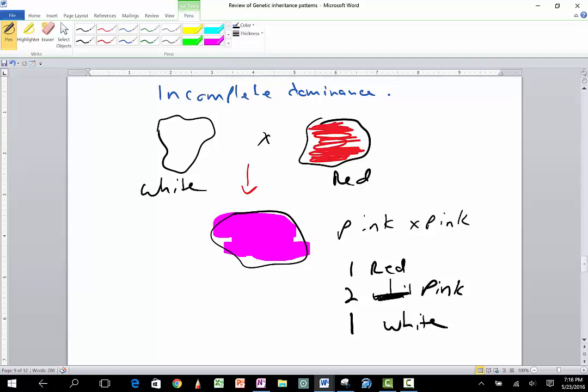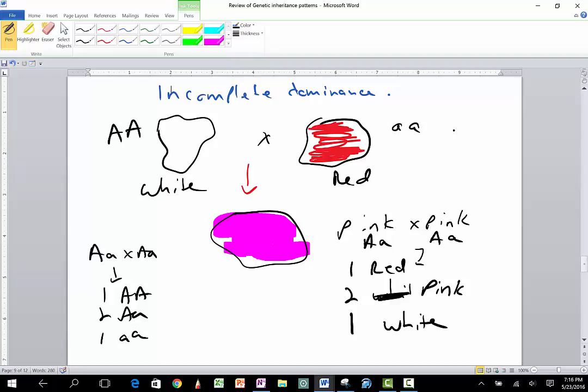So that tells us that 1 to 2 to 1 means it's a monohybrid cross. That means it has this form. Whenever we see 1 to 2 to 1, we know it's a monohybrid cross. A monohybrid cross means that these guys are heterozygous. Well, if those guys are heterozygous, then these guys have to be each homozygous to give us this heterozygous.